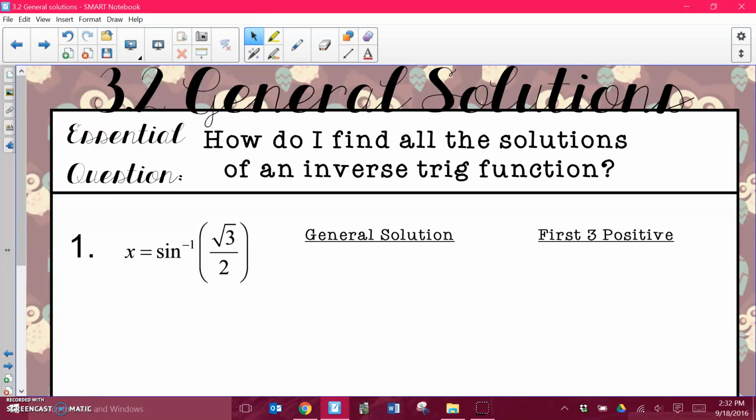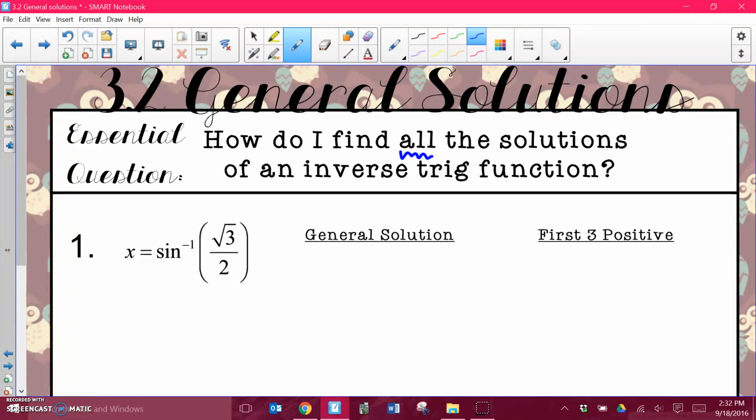Today we're talking about general solutions to any type of trig equation. Yesterday, when we did the inverse values, we were just finding two of the overall solutions. Now we're going to see how to find all of the solutions to an inverse trig function. This is going to be very similar. We just are going to add one extra step to it. So let's start on number one.